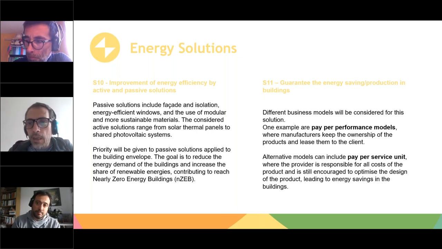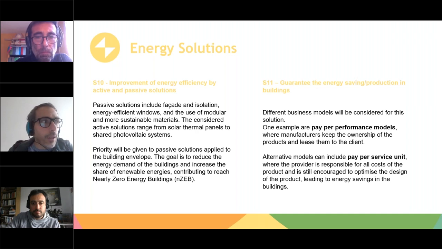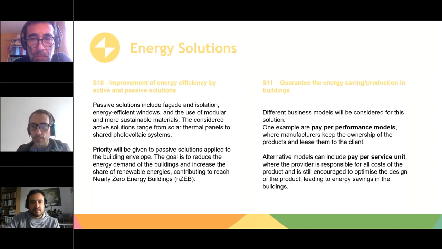So many business models have been developed and studied in order to try to change the actual situation. We have a situation with a linear value chain. So we are examining pay-per-performance models, pay-per-use models. You are used to these models, but more related to apps like Netflix, a car, or something like this. But you are not used to these models in the building sector.